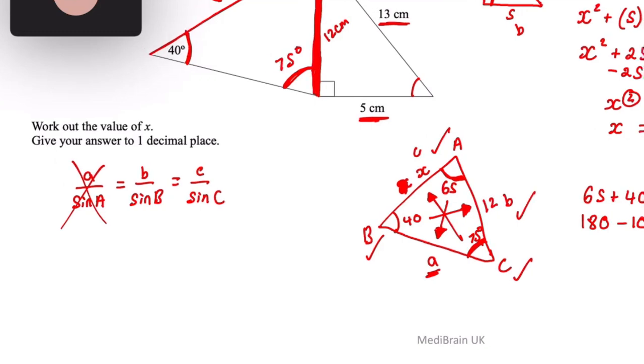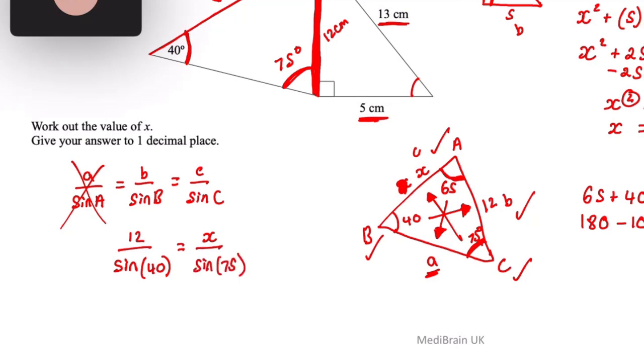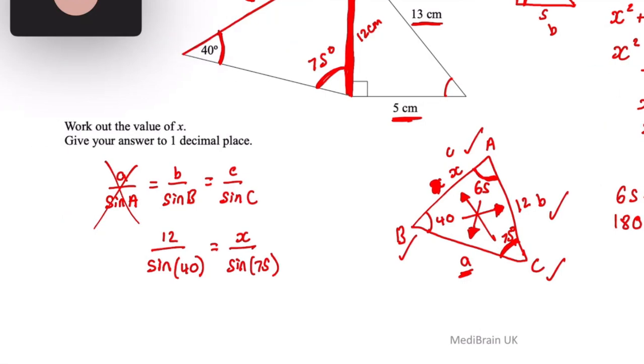So lowercase b is 12 over sine capital B, which is 40. And that's equal to lowercase c, which is x, over capital C, which is 75. So sine 75. And all you're going to do now is you're going to rearrange. So at the moment, the x is being divided by sine 75. We want x by itself. So to get rid of it, we're going to do the opposite of it, which means we're going to multiply it to the other side. So we're going to have 12 over sine 40 multiplied by sine 75, and that's going to give you x.